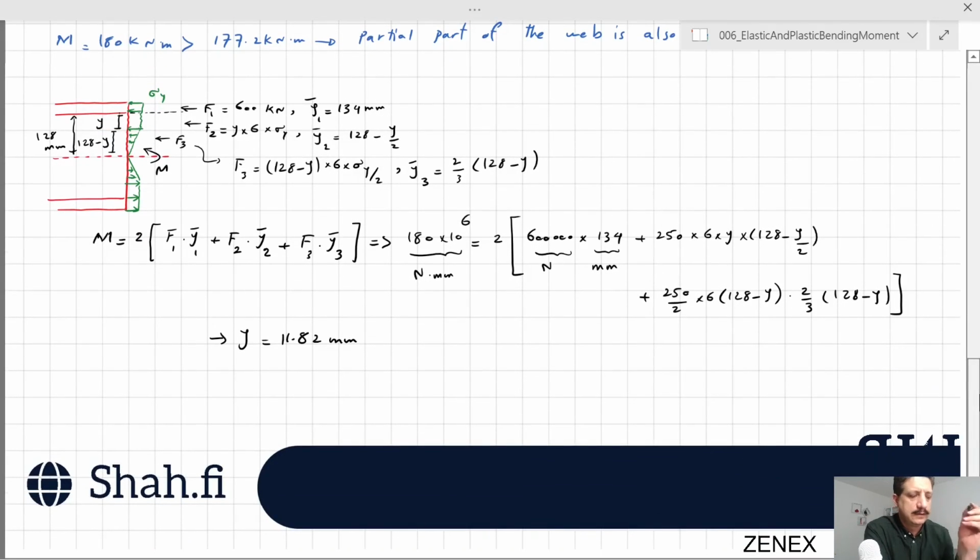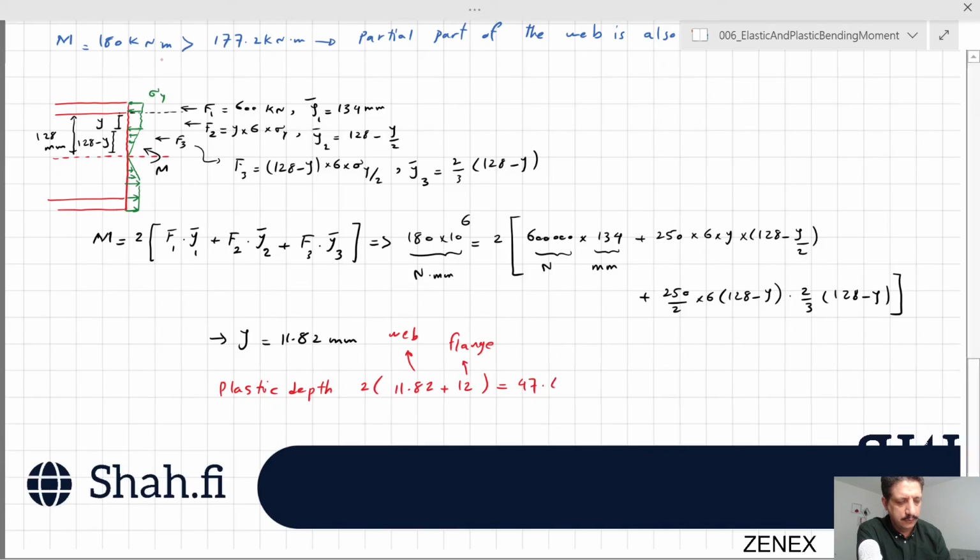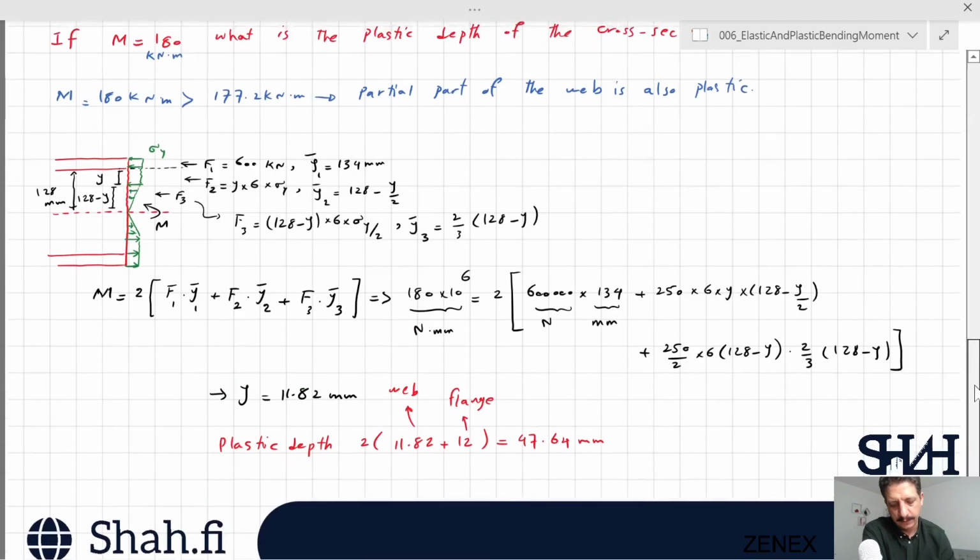So it means that the plastic depth in total will be 2 times 11.82 plus 12 millimeter. This 12 is from the flange, which we know already, and this is from the web. So 12 plus 11.82 times 2 is 47.64 millimeter of the depth in total. Positive and negative sides will be in plastic.